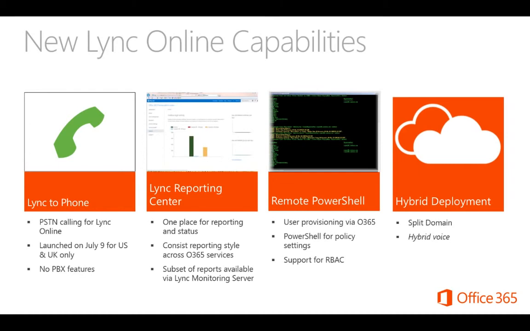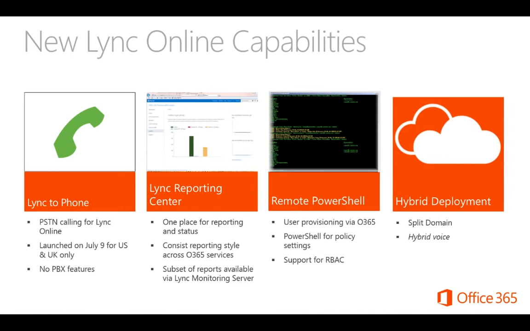With a split domain, you also need an on-premises Link server, and the users are split between Link Server and Link Online. So if you have users who require the full voice feature set, you would keep them on-premises on the Link server there. If there are other users in your company that just need some of the online features, such as instant messaging and chat, you do that with a split domain.